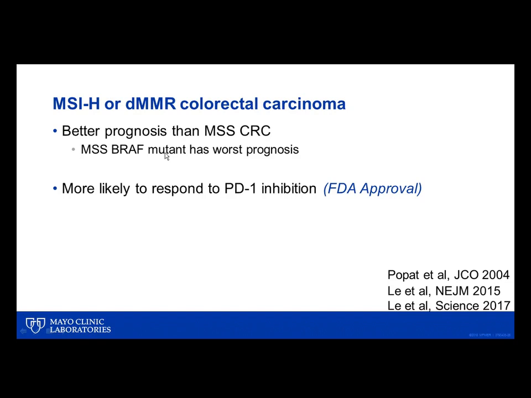So if I handle prognosis first, tumors that are microsatellite unstable or characterized by deficient mismatch repair protein expression have a better prognosis than their microsatellite stable counterparts. And indeed, the microsatellite stable BRAF mutant colorectal cancers have the worst prognosis if you were to stratify cases based on their microsatellite status and their RAS gene or BRAF status. The MSS BRAF mutant are the cases with the worst prognosis.